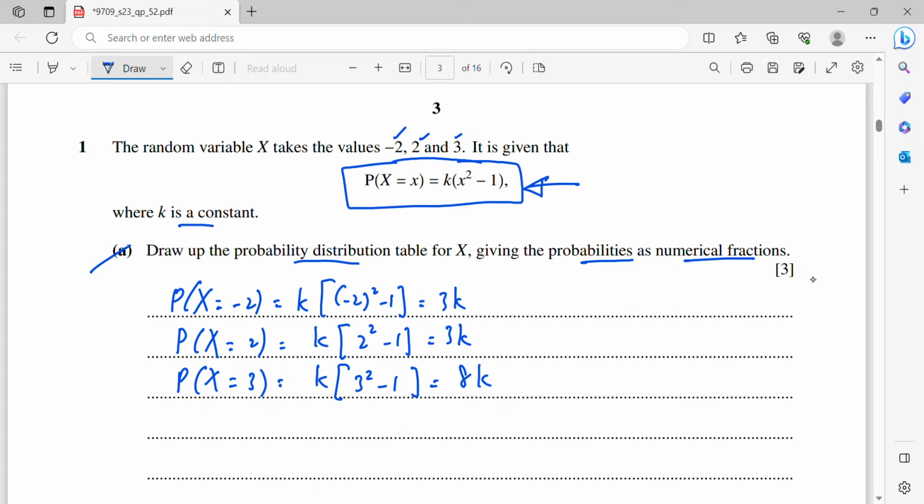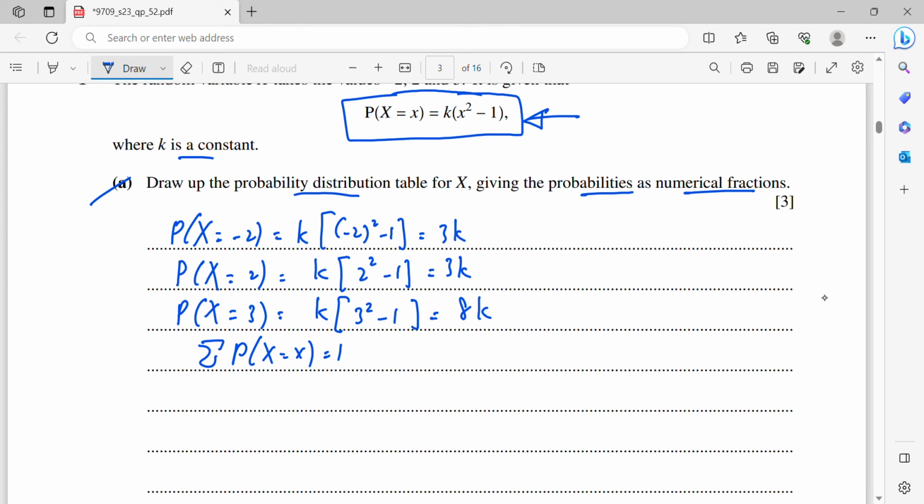Okay, then we use the concept of total probabilities equals 1 in order to get the k value before we get the probability distribution table. So now I will add up these three probabilities and let it be 1. 3k plus 3k is 6k. 6k plus 8k will be 14k on the left hand side, and it will be 1 on the right hand side. Therefore, my k is 1 over 14.